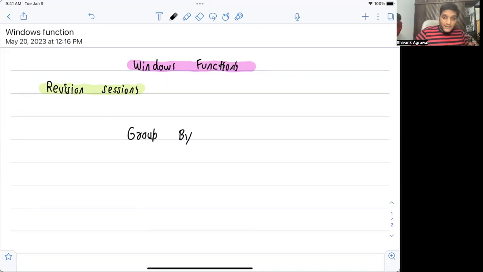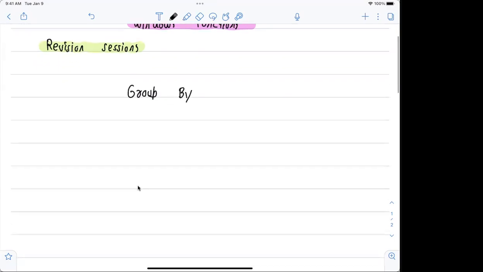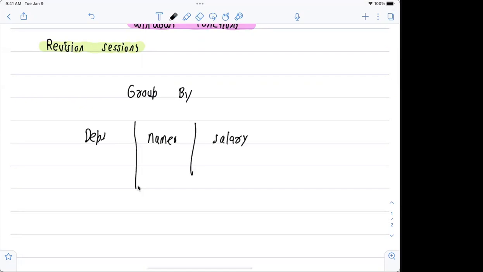For example, let's say I give you some data and I simply ask you to go ahead and do a small aggregation on it. For example, let's say there are some names given to me. Let's say the salary is given to me. Maybe the department is also given to me. Let's say I'm getting this kind of data.